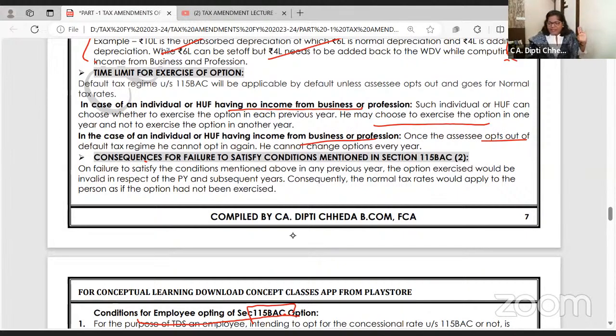Ma'am, no, I don't want to file in default. I want to come out. Okay, come out, you can't opt in. Where? In business. If you're not having business income, every year you can compare.